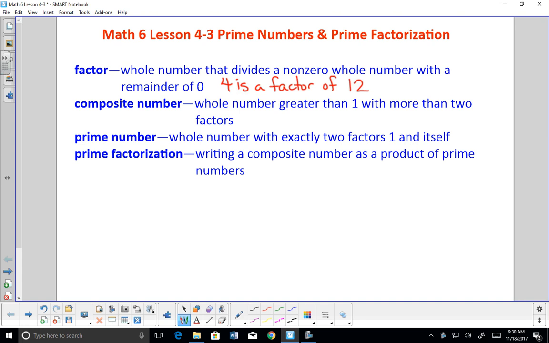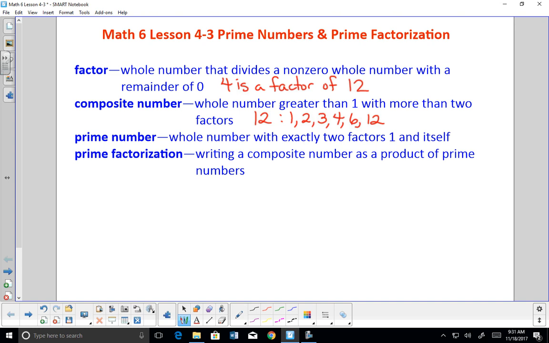A composite number is a whole number greater than 1 with more than 2 factors. For example, 12 is a composite number because the factors of 12 are 1, 2, 3, 4, 6, and 12. 12 has many factors. 1 times 12 is 12, 2 times 6 is 12, and 3 times 4 is 12, which makes it what we call a composite number.